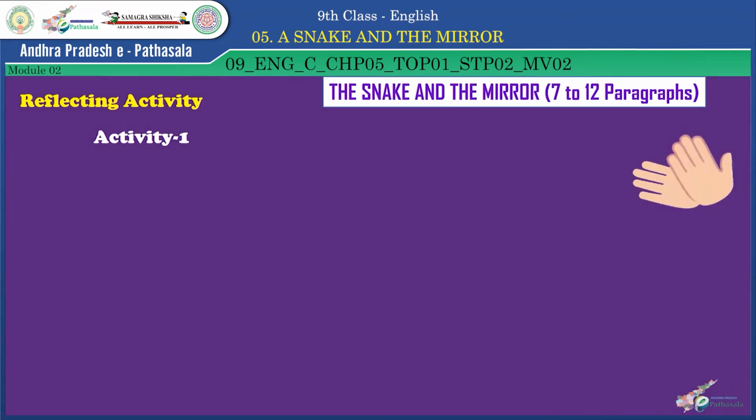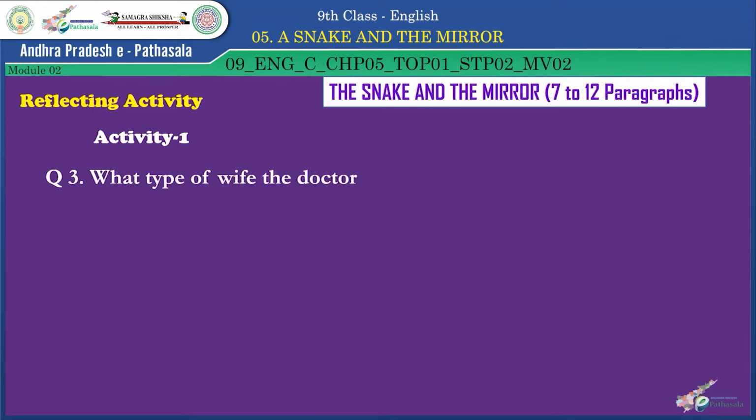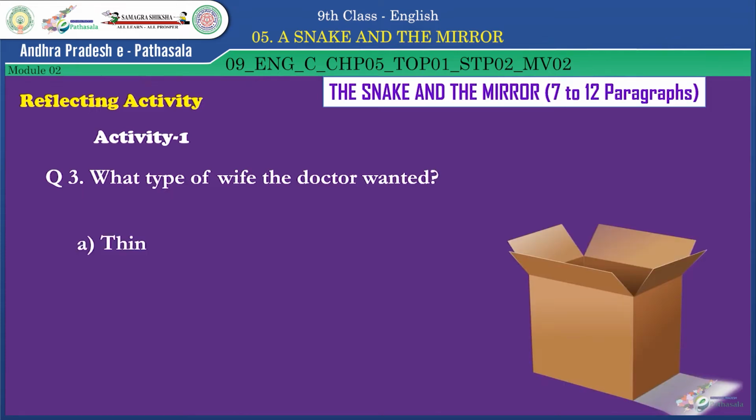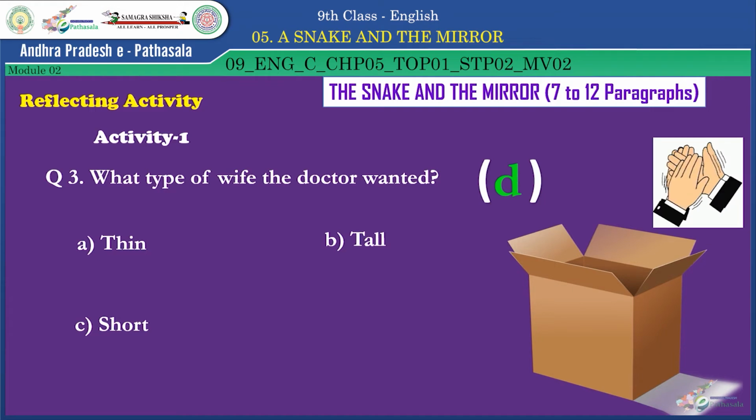Congratulations. Now, question number 3 under this activity 1 is, what type of wife the doctor wanted? The options are A. Thin, B. Tall, C. Short, D. Fat. Yeah, children, you're right. Congratulations, children. That's an excellent answer. The answer is D. Fat. The doctor wanted a fat wife. Is it not interesting, my dear children?